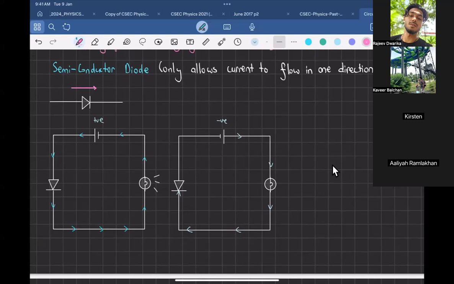Justin, I want to see your diagram. I want to see what you're doing.